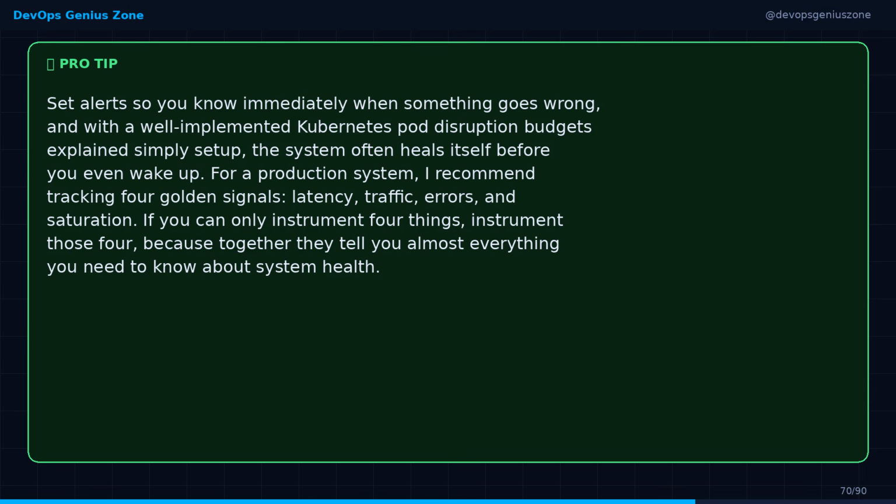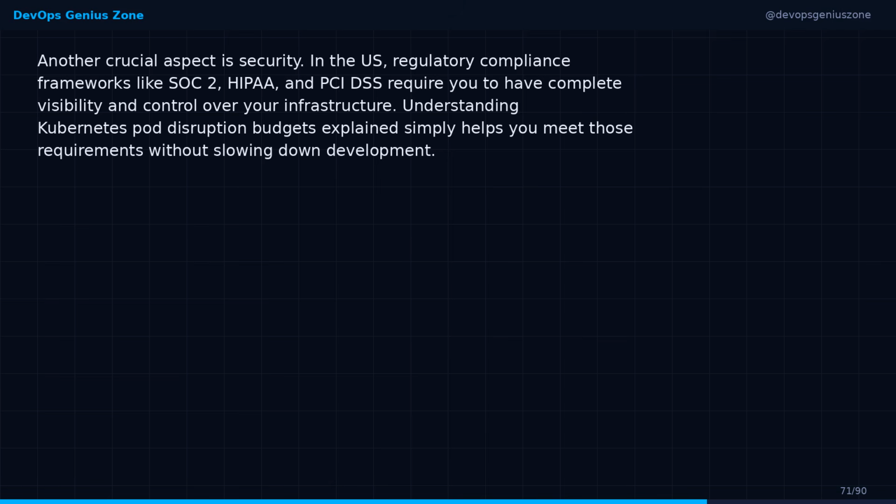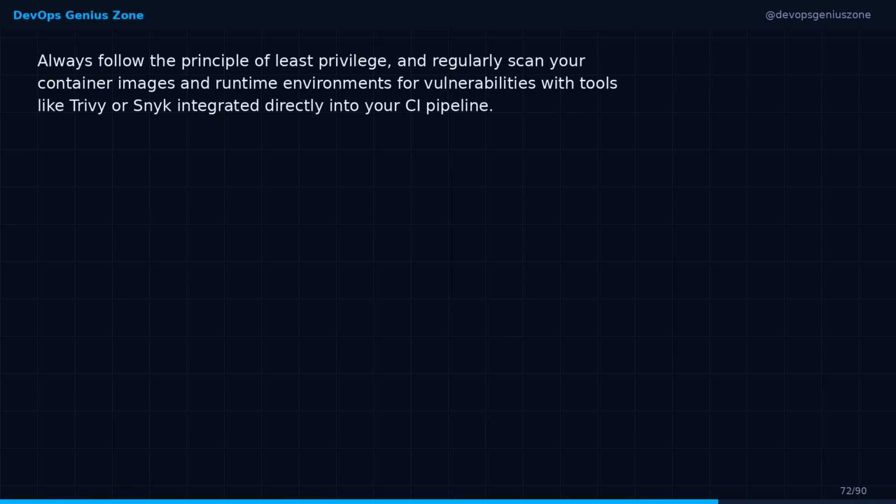Another crucial aspect is security. In the US, regulatory compliance frameworks like SOC2, HIPAA, and PCI DSS require you to have complete visibility and control over your infrastructure. Understanding Kubernetes Pod Disruption Budgets helps you meet those requirements without slowing down development. Always follow the principle of least privilege, and regularly scan your container images and runtime environments for vulnerabilities with tools like Trivy or Snyk integrated directly into your CI pipeline.